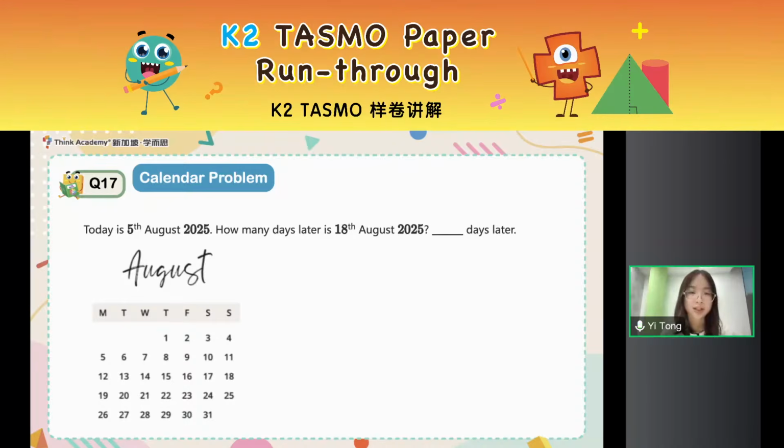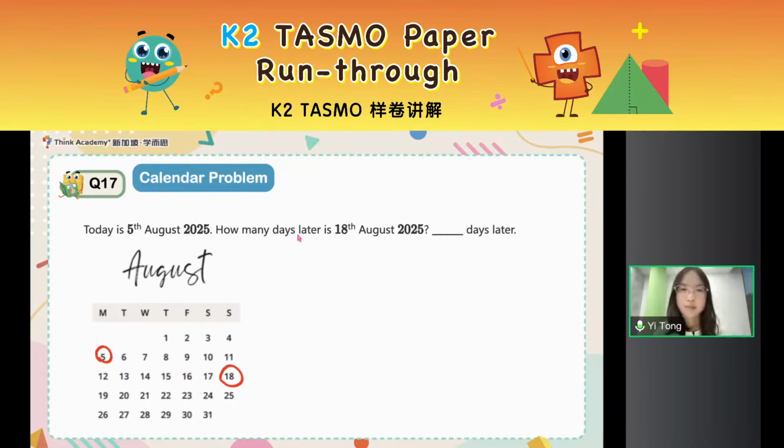Look at the calendar. Where is 5th? 5th is over here, right? And we want to find out 18th. Oh, we can count, right? So, 1 day later, 2 days later, 3 days later, all the way to 18th. That's so slow. And we don't have a calendar in front of us when we're doing the question. So what can we do?